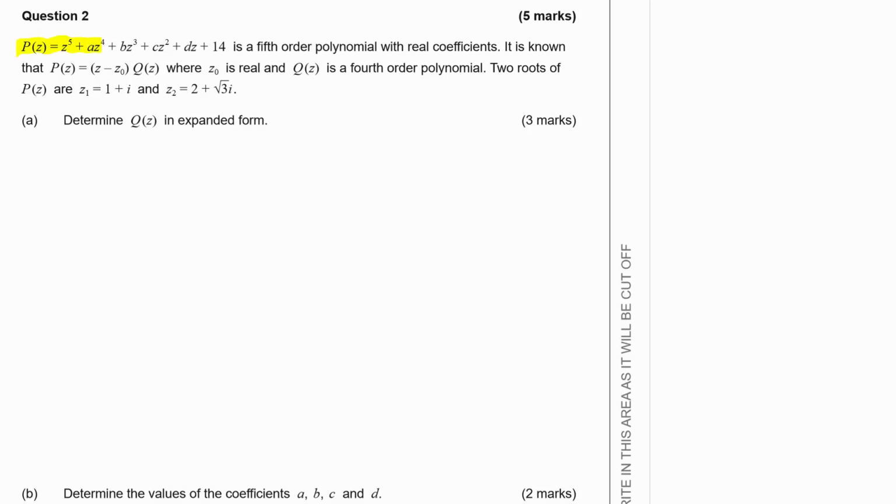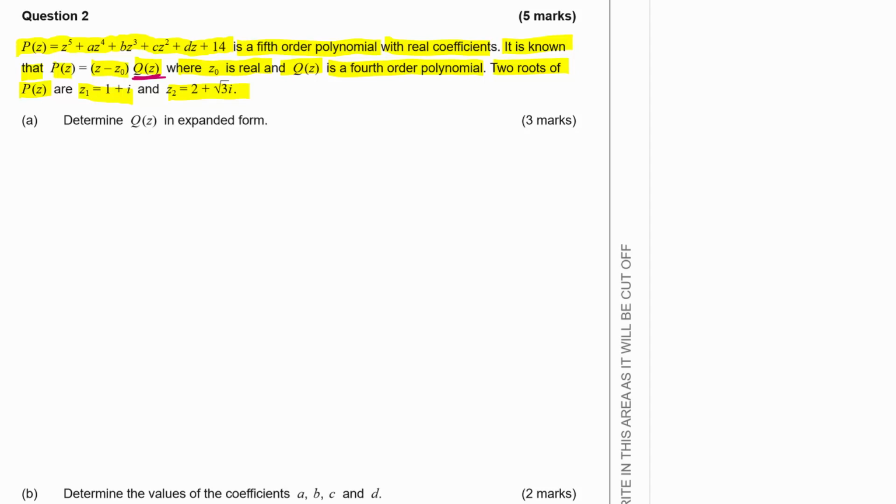P of z is z to the 5 plus az to the 4 plus bz cubed plus cz squared plus dz plus 14, a fifth order polynomial with real coefficients. It is known that P of z is z take away z naught, q of z, where z naught is real, and q of z is a fourth order polynomial. Two roots of P of z are z1 is 1 plus i, and z2 is 2 minus 3i. We want to find q of z, which is this fourth order polynomial.